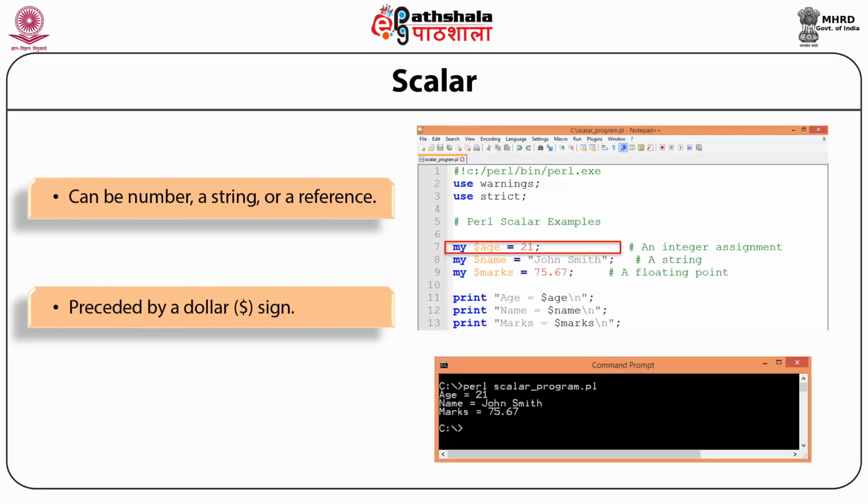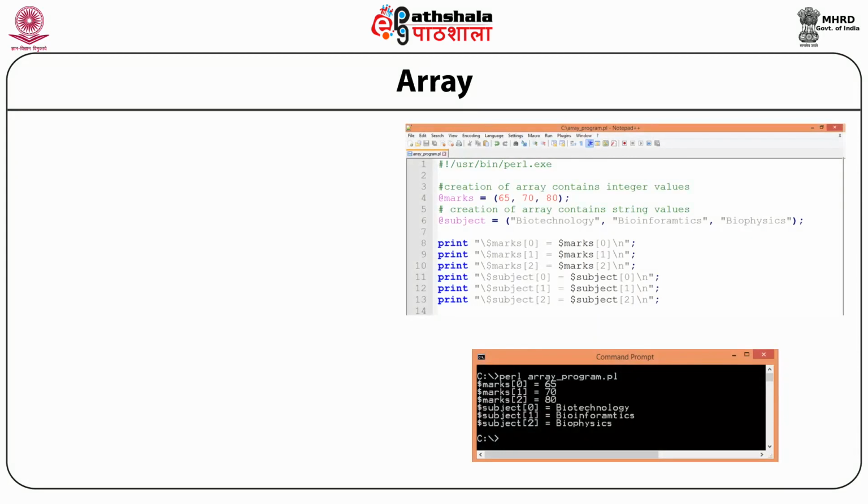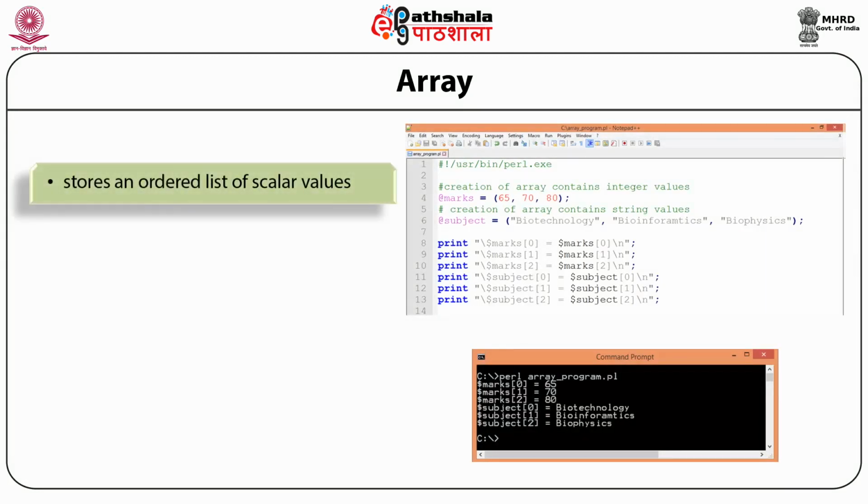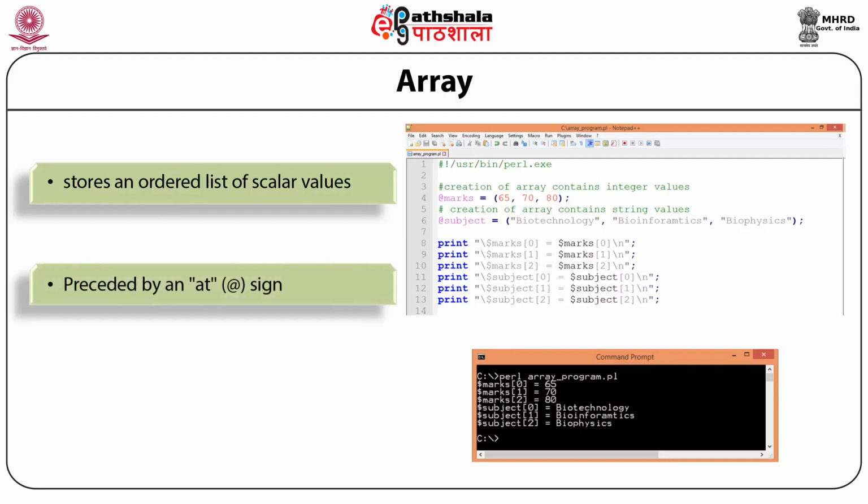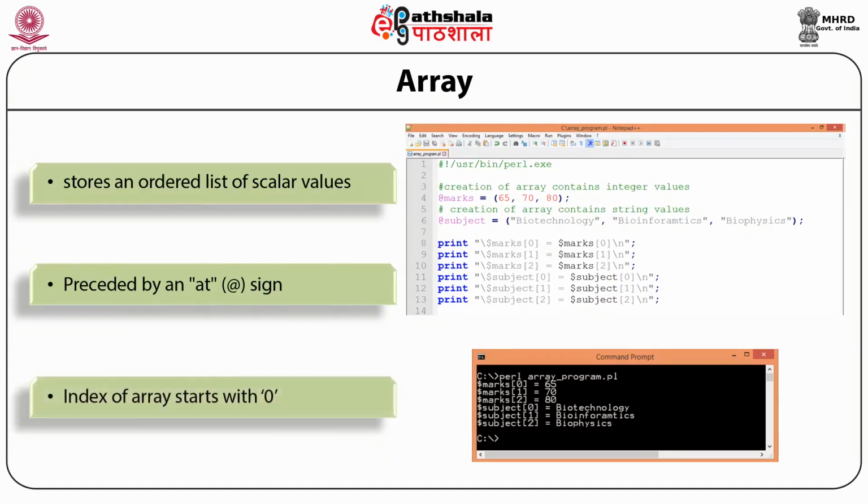An array is a variable that stores an ordered list of scalar values. Array variables are preceded by an @ sign. To refer to a single element of an array, we need to use the $ sign with the variable name followed by the index of the element in square brackets. Here, two arrays have been created. First, an array with integer literals or values, and second, string literals or values. Both arrays have the same number of elements, that is 3. So indexing will be 0, 1 and 2.